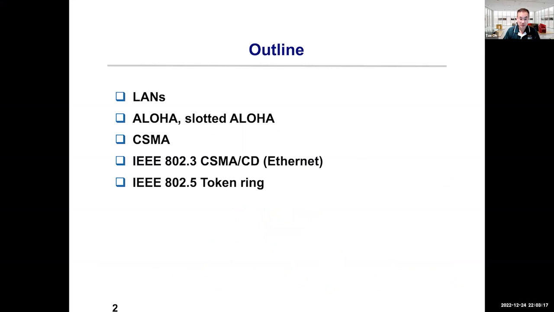And this is the outline of my talk. I'm going to talk about the local area networks, Aloha, Slotted Aloha, and CSMA, IEEE 802.3 CSMA/CD, and IEEE 802.5 token ring as well.